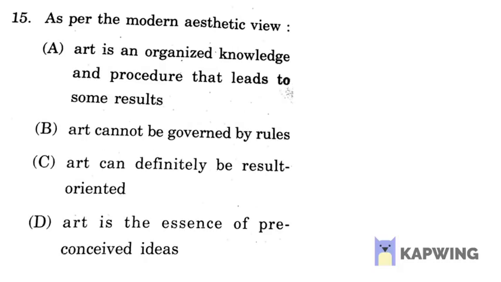Now as per the modern aesthetic view, options were A, art is an organized knowledge and procedure that leads to some result. See, this art is not an organized knowledge. It was an organized knowledge for the ancient Greeks and not for the modern aesthetics. So according to modern aesthetics, art cannot be governed by the rules. So that was their philosophy. Option C is art can definitely be result oriented, and option D is art is the essence of preconceived ideas. So A, C, D are for ancient Greeks, and option B is for the modern aesthetic, that is, art cannot be governed by the rules.